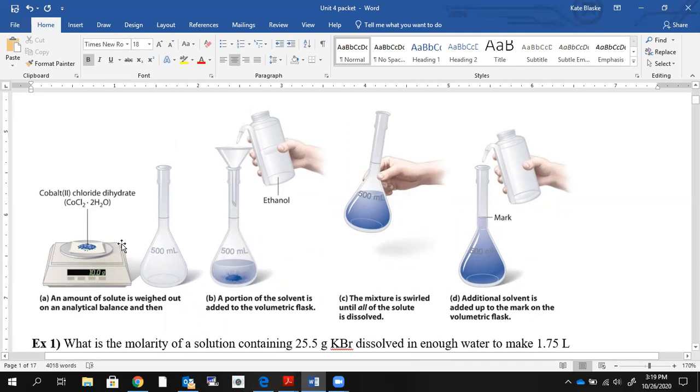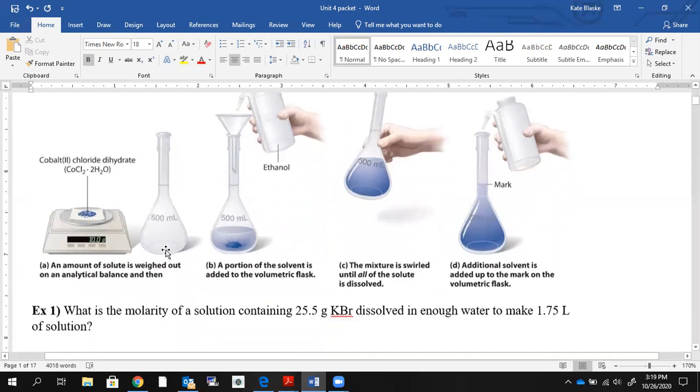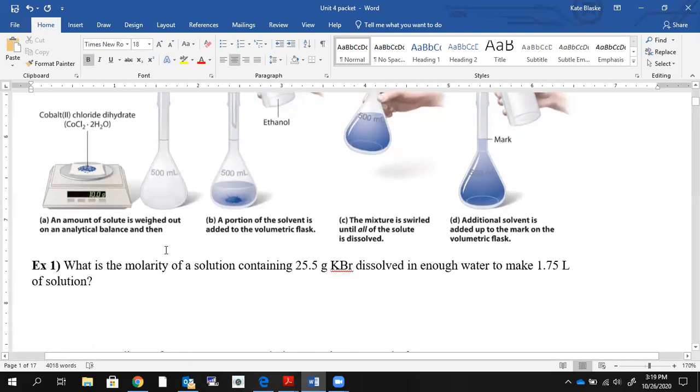So for example, if you weighed this out, you would not start with 500 milliliters of ethanol and add the solid to it. You'd start with the correct mass of the solid and then add up slowly to that maximum volume.